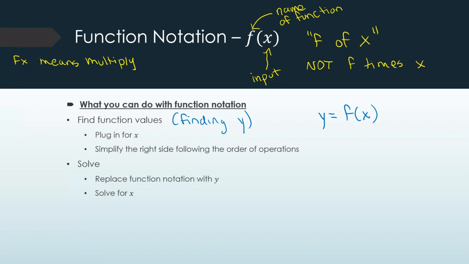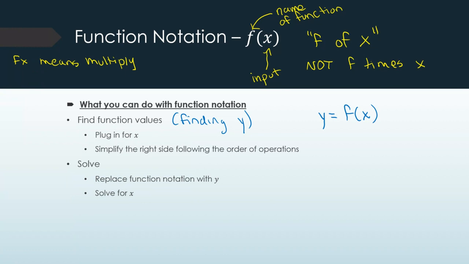So if you have an equation with a y and it's a function, you can replace y with f of x. So when you're finding a function value, you're finding the y value, plug in for x, and then you're following the order of operations. And generally, when we have things in function notation, f of x equals is what it looks like, so you only have to do stuff on the right.